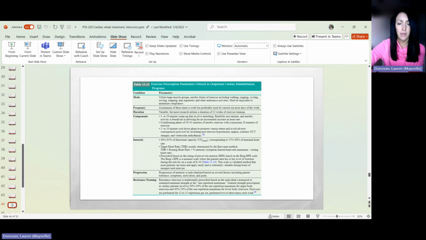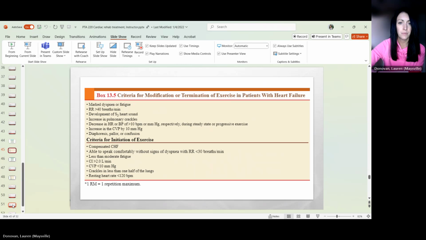So like I said, make sure you know the differences of that THR, target heart rate, the Karvonen formula, as well as RPE, the Borg, and the new modified RPE, as well as progression in resistance training. So make sure you look over each one of those.